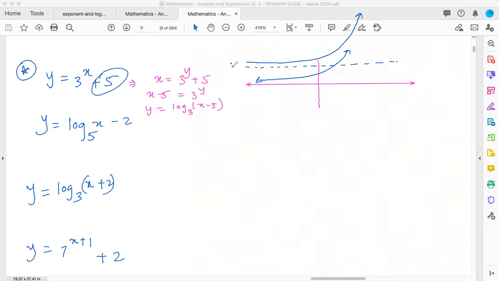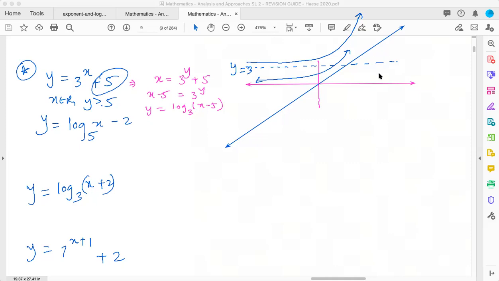So here the domain is x belongs to real numbers, but the range is y more than 5. So that's the domain and range of this exponential function. Now, if you're able to sketch this function, you can also remember that this is my y equals x line, and you can just reflect this graph in this y equals x line.